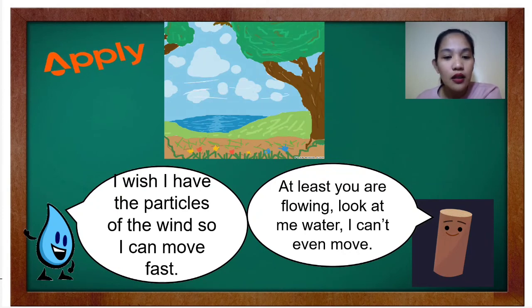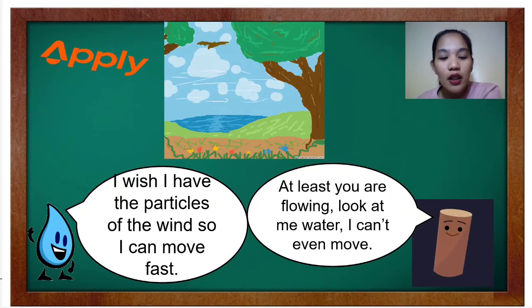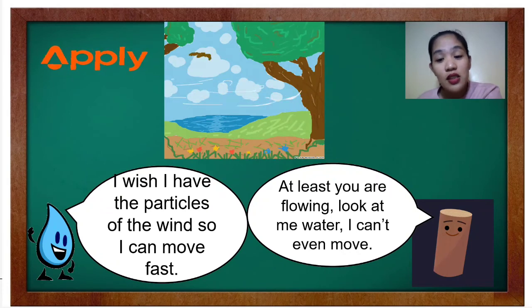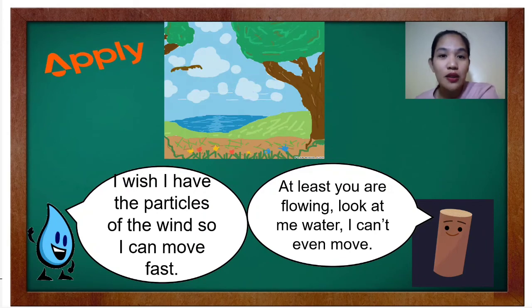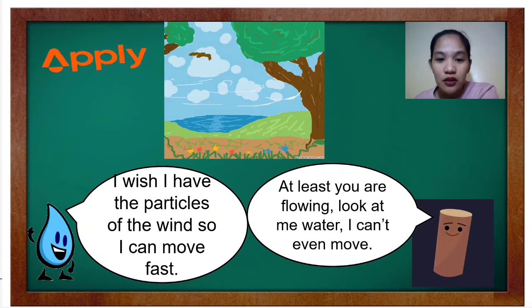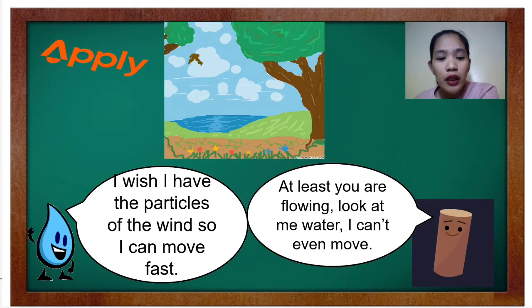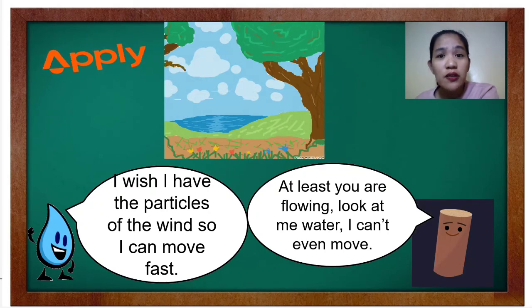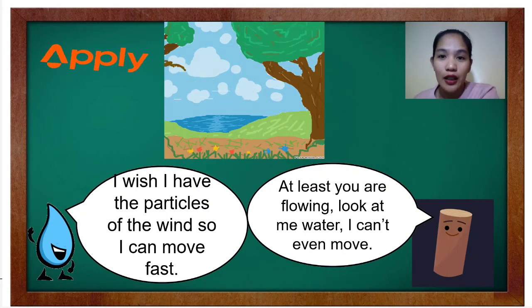And then suddenly, the drop of water uttered, "I wish I have the particles of the wind, so I can move fast." And then the block of wood answered, "At least you are flowing. Look at me, water. I can't even move." Okay, so that is also the claim of the block of wood. So if you are there, what will you do so that instead of having this conversation, they are actually having self-pity, because water cannot move fast like the wind, and the block of wood cannot move.